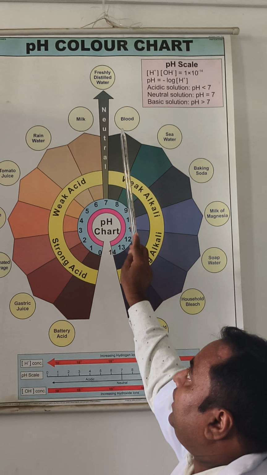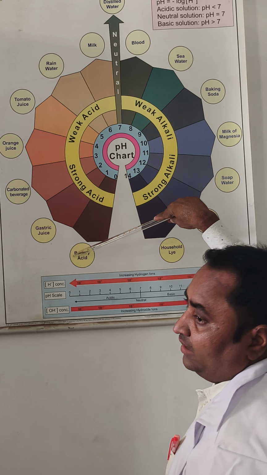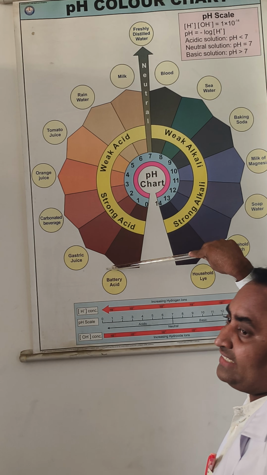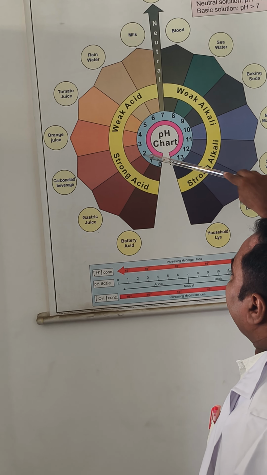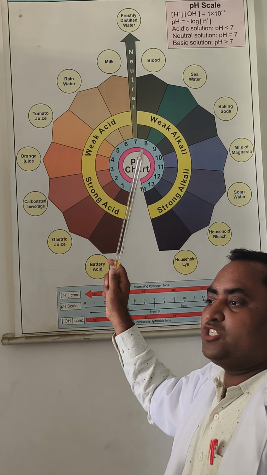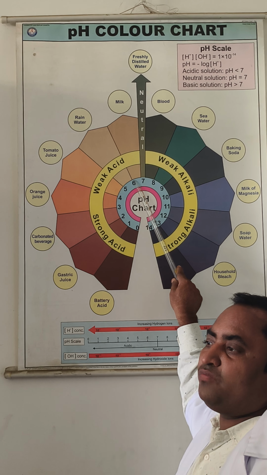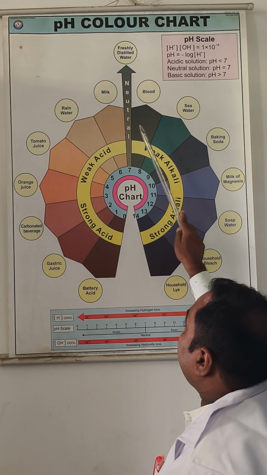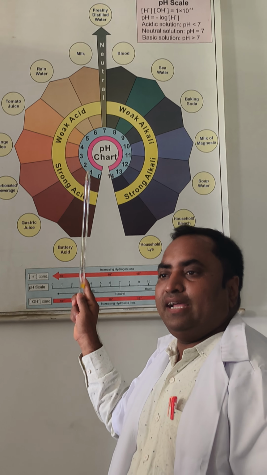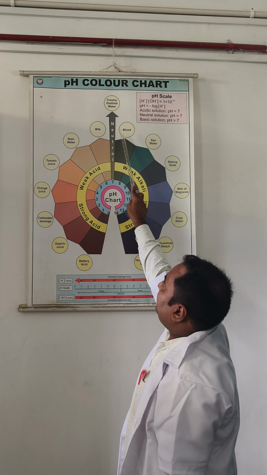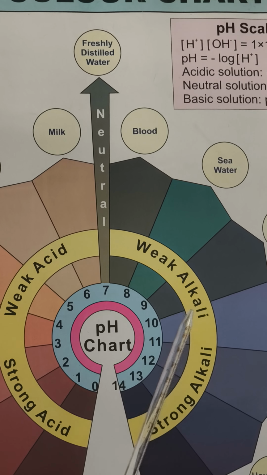When we come from less than 7, it comes this way. So less than 7 forms what? Acidic in nature. When we come from here, like 1, 2, 3, it forms strong acid. When you go a little bit here, 5, 6, it shows weak acid. So when we go from 7 down to 1, that shows acidic in nature. And when you go above 7, more than 7, it is basic in nature.